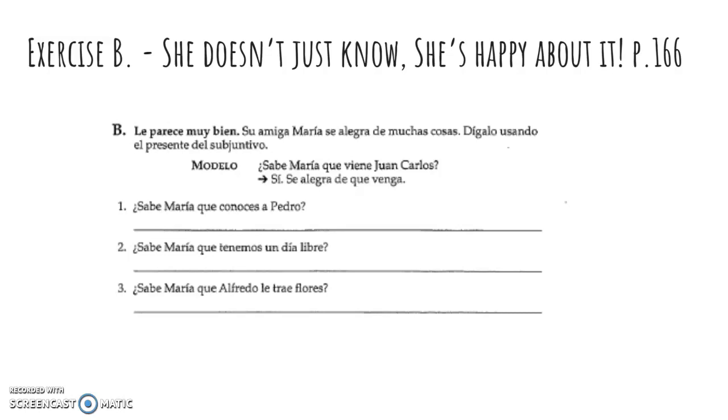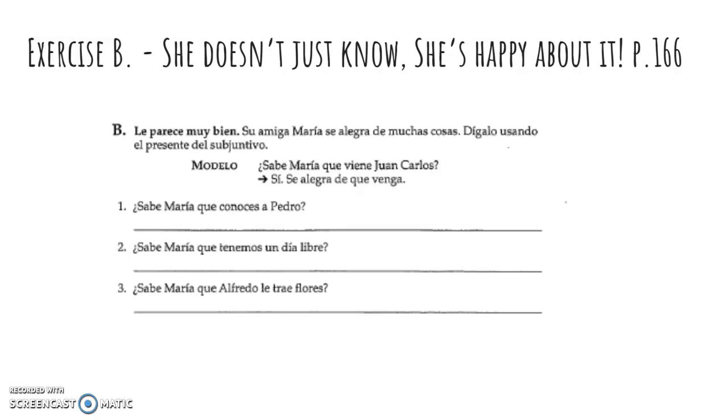The model says, ¿Sabe María que viene Juan Carlos? Does Maria know that Juan Carlos is coming? And the answer says, sí, se alegra de que venga. Yes, she's happy that he's coming. Okay? So that's the pattern you're going to follow with the rest of these. You're going to say, yes, she's happy that this thing is happening.